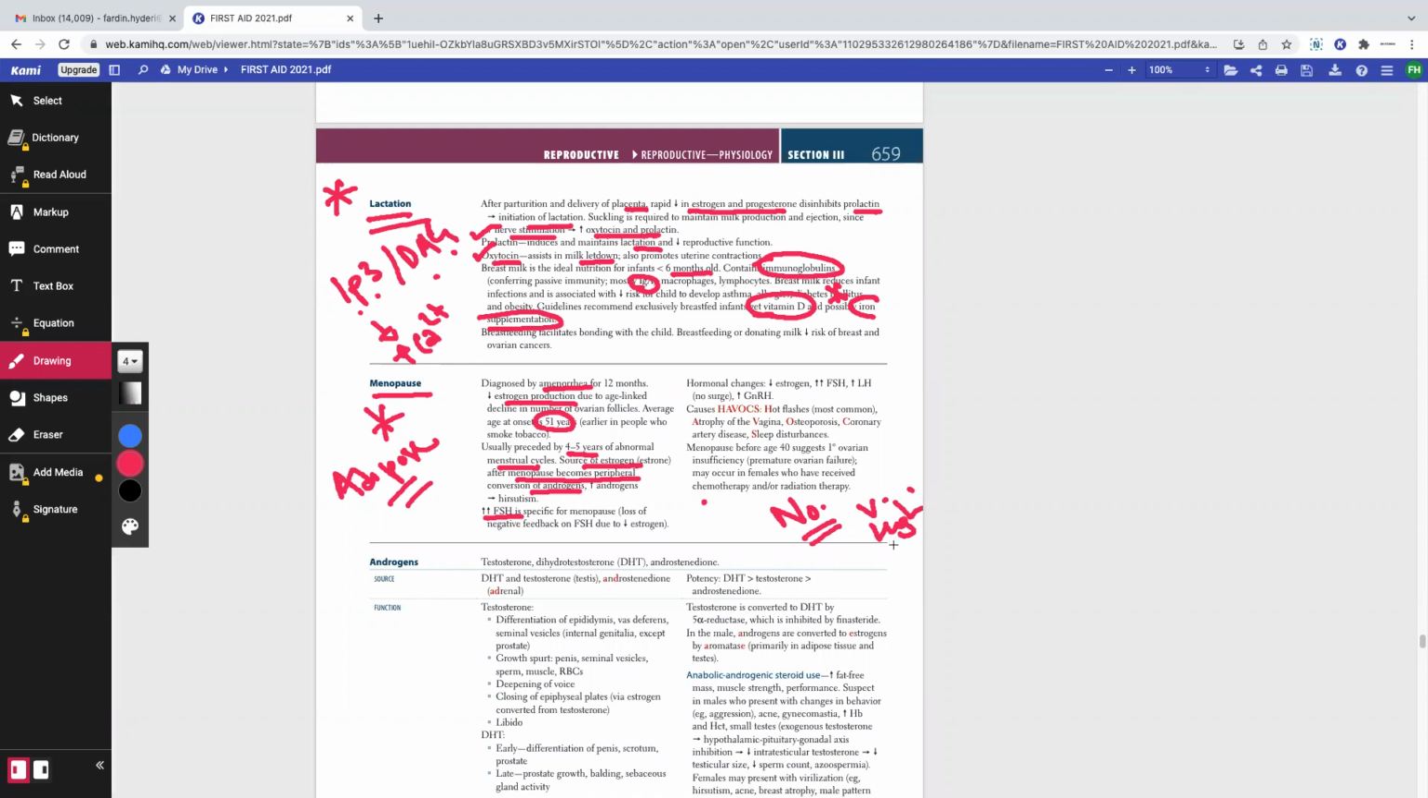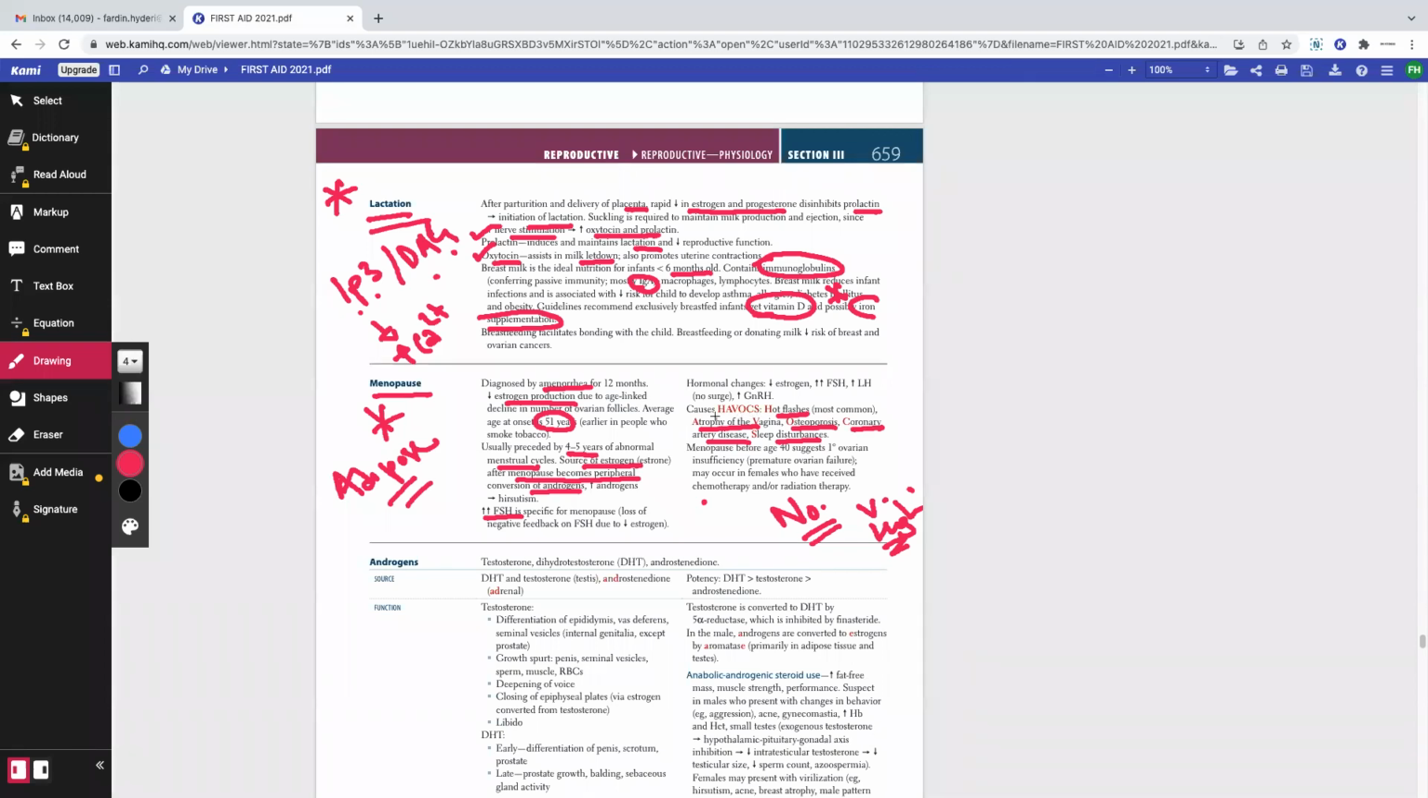As simple as that. So in some females, to decrease the menopausal symptoms, for example hot flashes, vaginal atrophy, osteoporosis, coronary artery disease, and sleep disturbance, can we initiate hormone replacement therapy? Yes or no? If it's too severe, the answer is yes. In some females, we can give them estrogens.